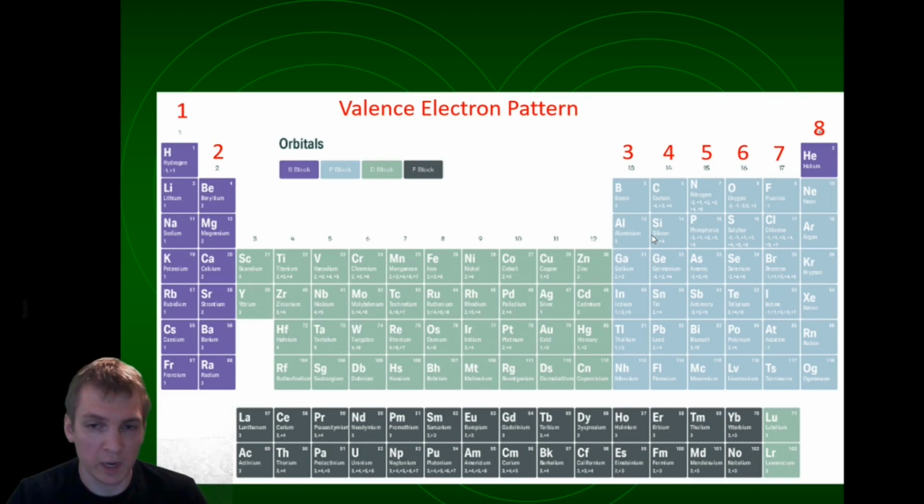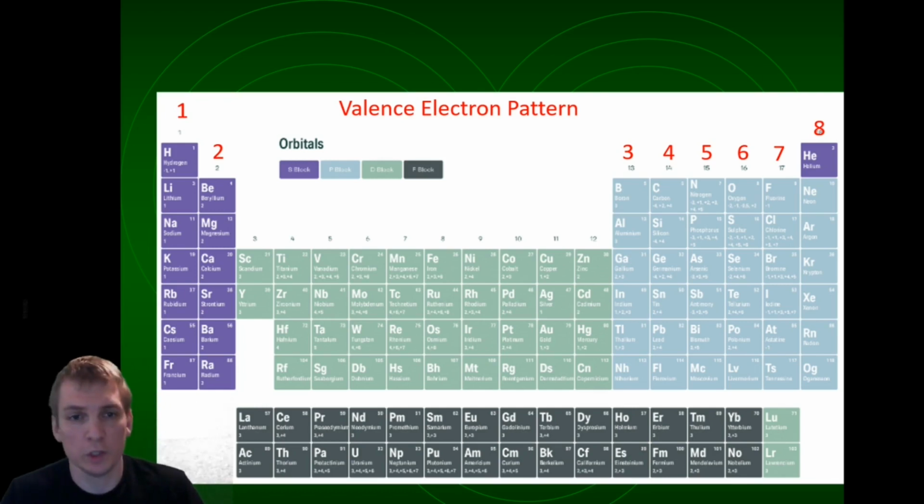The other question that I often get is, why are there no numbers in the middle? Well, it's because most of these metallic elements actually don't have a pattern for valence electrons. But later on, we will learn how to figure out how many valence electrons they have.